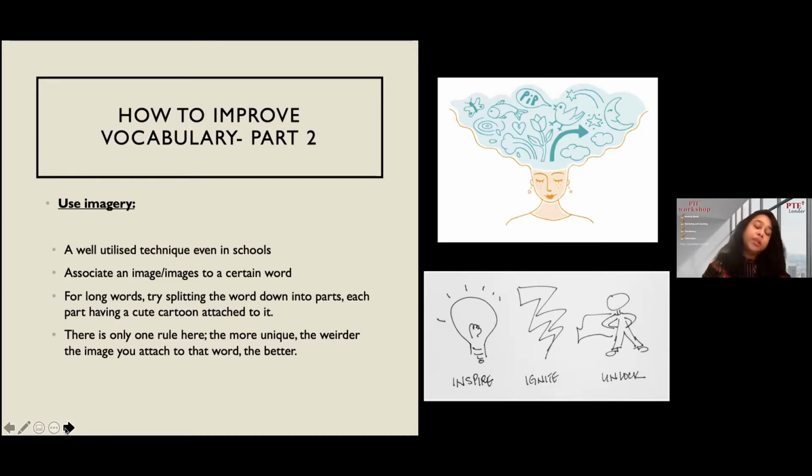So if you're learning something new, which you have heard for the first time, or a word which is really, really complex for you to remember the meaning of, attach or imagine a weirder picture with it. So that way you will remember the word for a longer period of time. So imagery is one of the very useful and mostly used strategies to improve your vocabulary. All right, moving on.